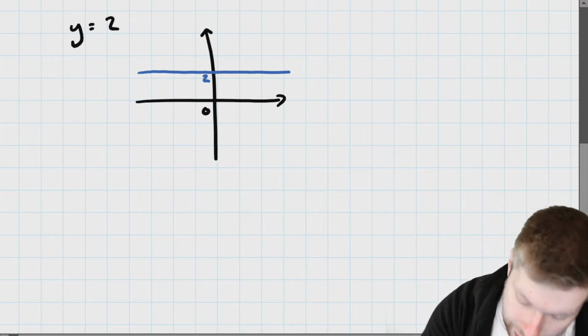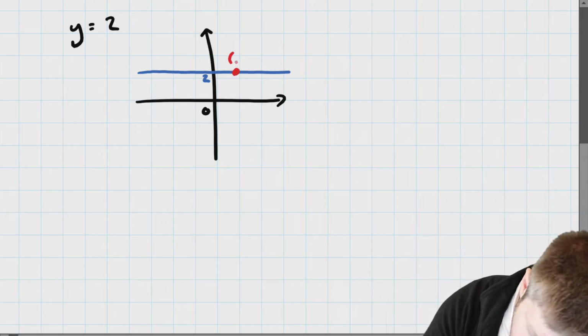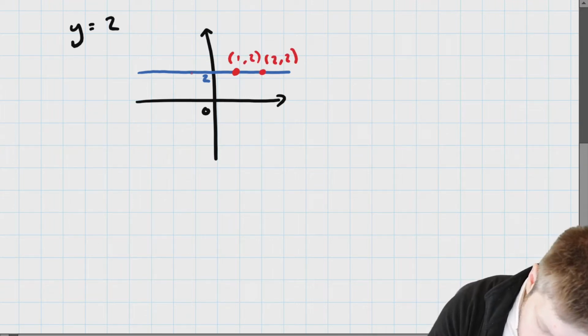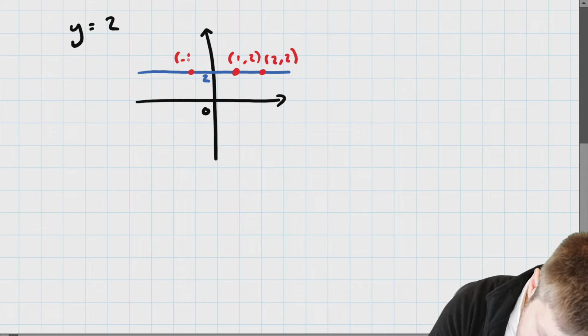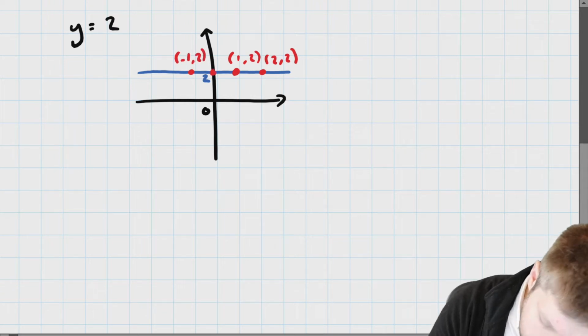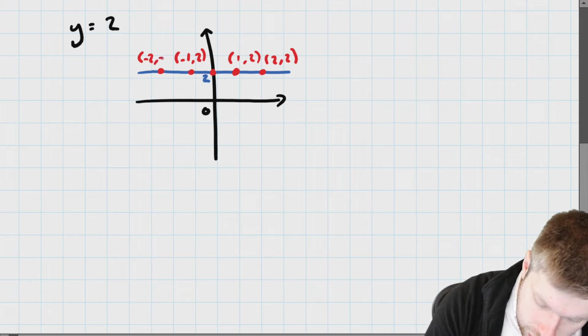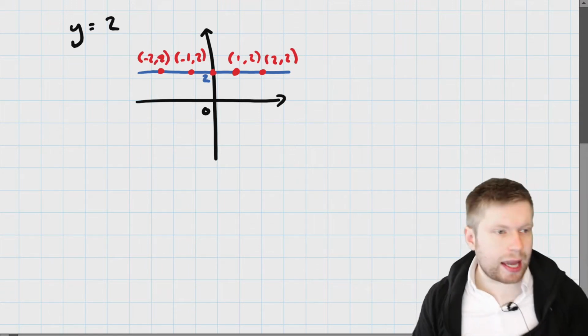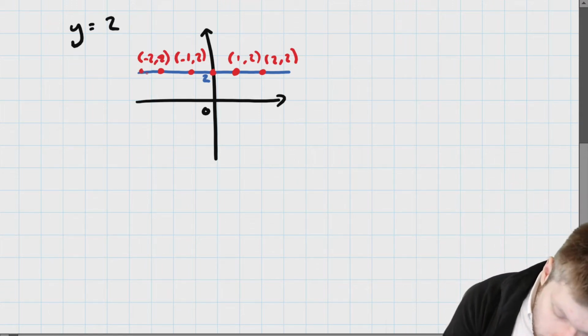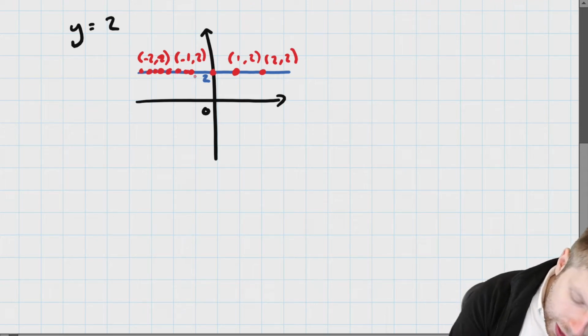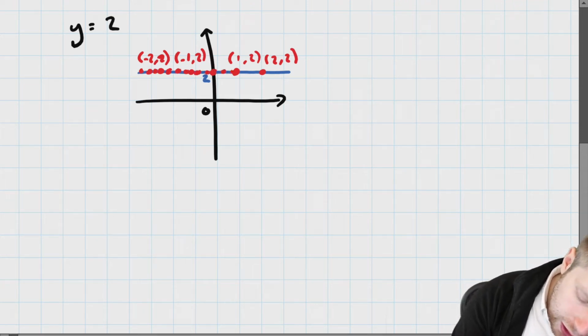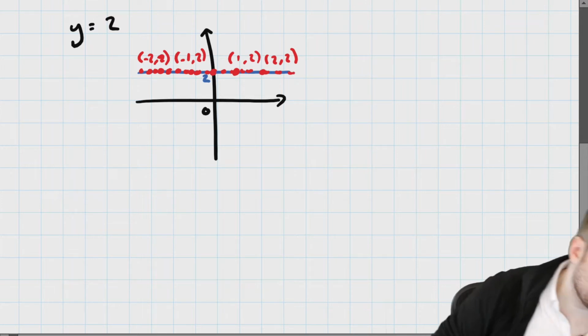Are you happy that, for example, this point here might be (1, 2), this point here might be (2, 2), this point over here might be (-1, 2), perhaps this point here might be (0, 2), and this point here might be (-2, 2). So basically I'm just connecting together all of the points which have a y coordinate of 2. And we tend to draw all of those points just as a single continuous line like so.